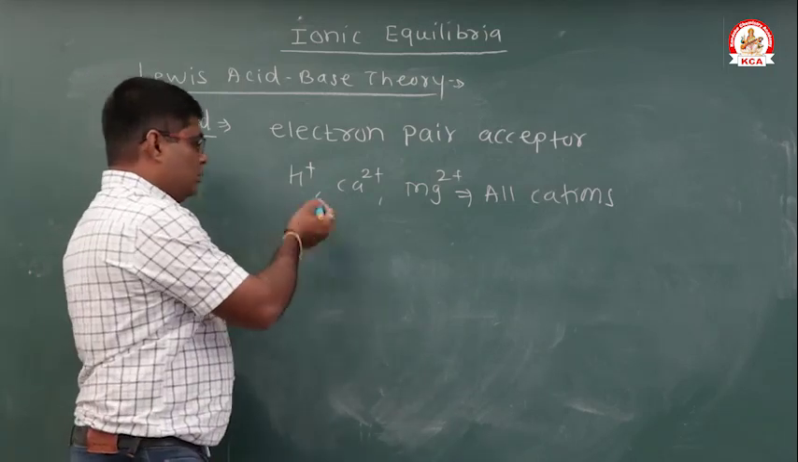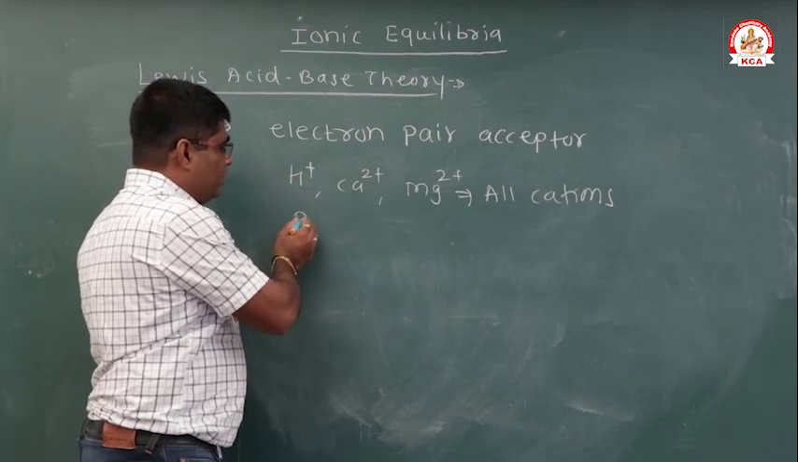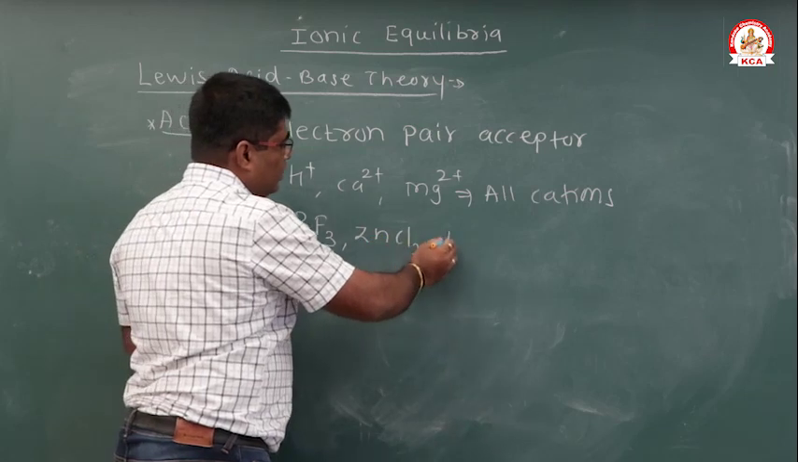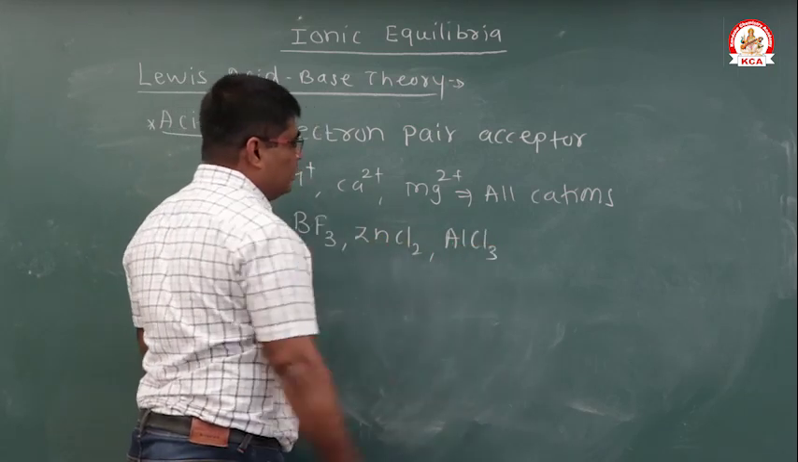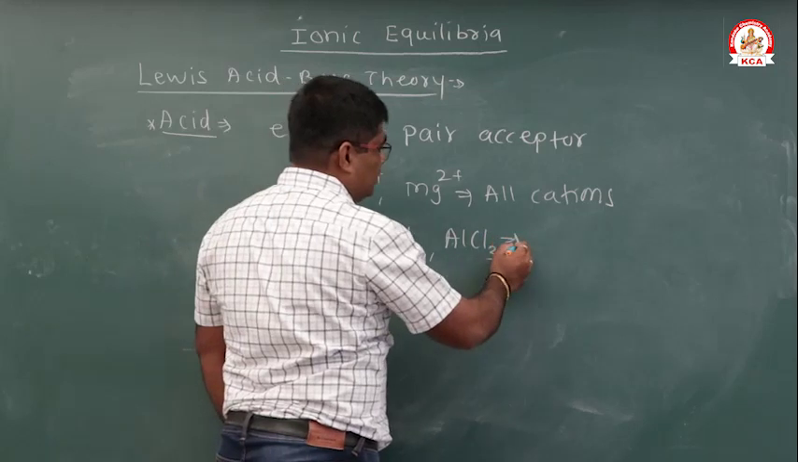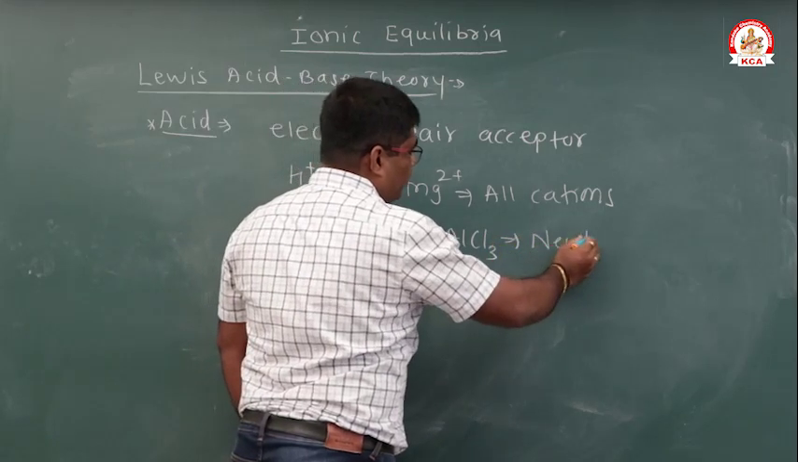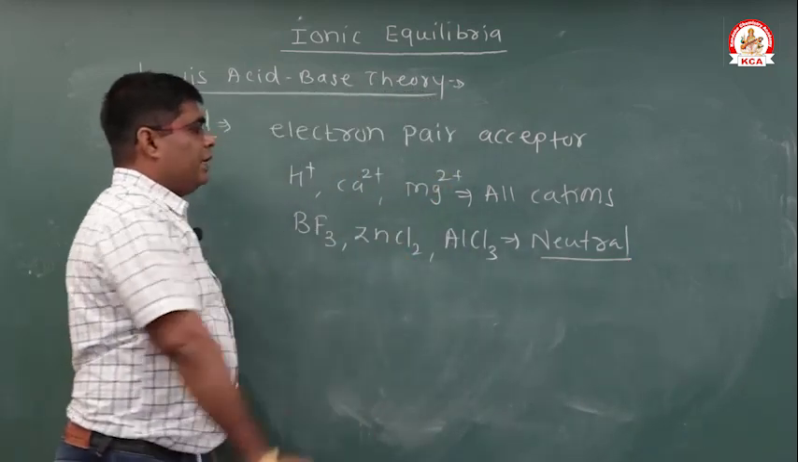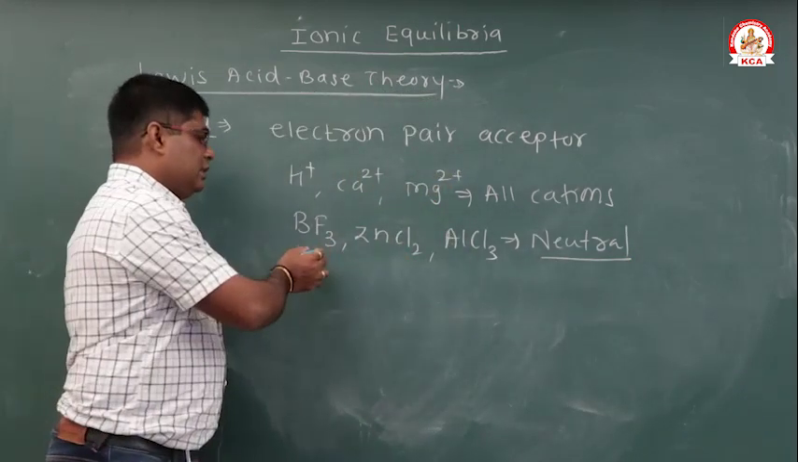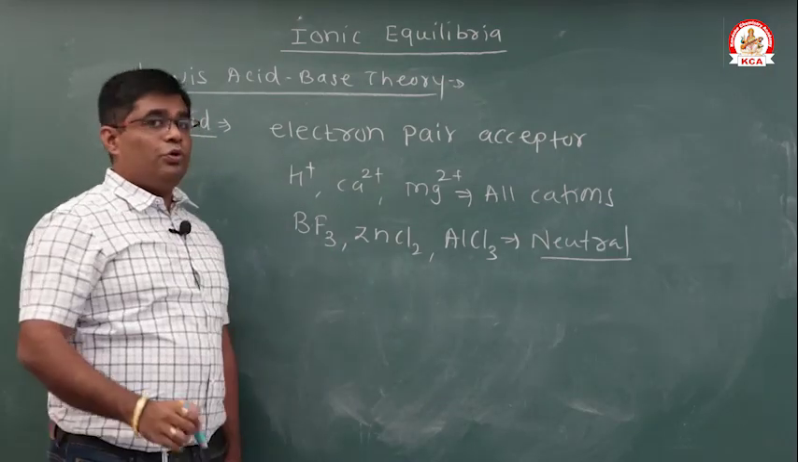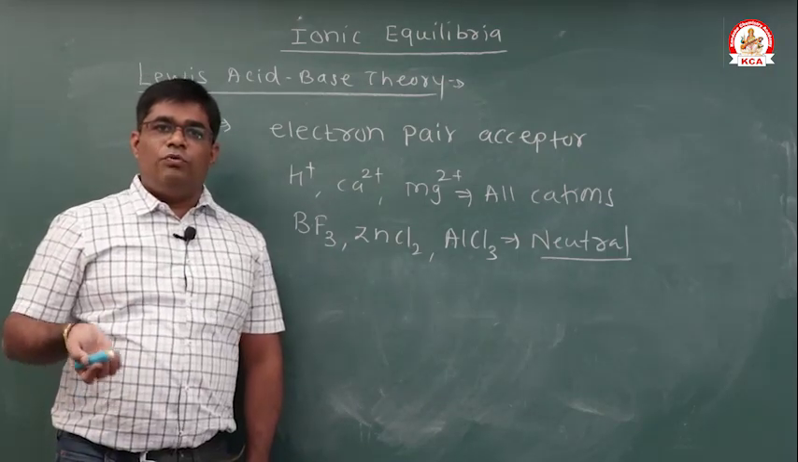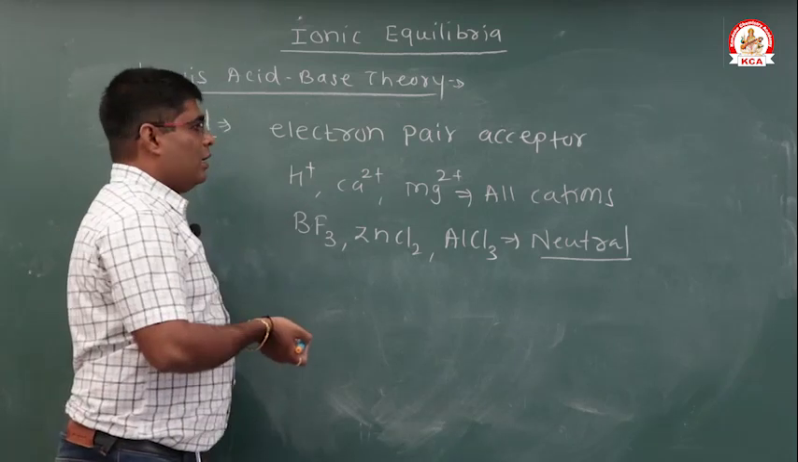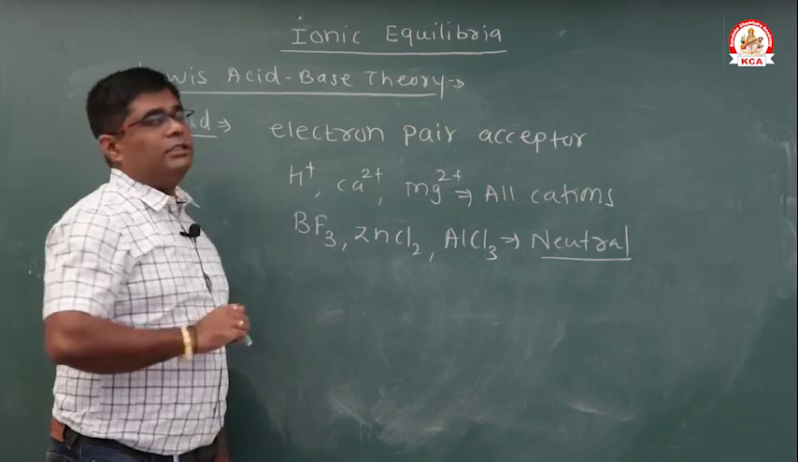For example, some more examples are BF3, ZnCl2, AlCl3. These are neutral substances but with electron deficiency. Substances जरी neutral असतील तरी ते electron pair accept करतील. So these substances accept the electron pair. So neutral substances which are electron deficient and accept the electron pair are also called Lewis acids.